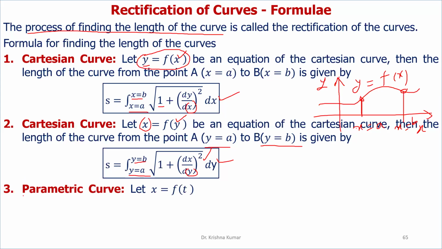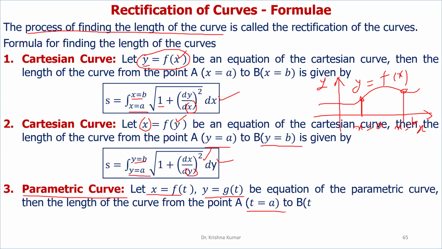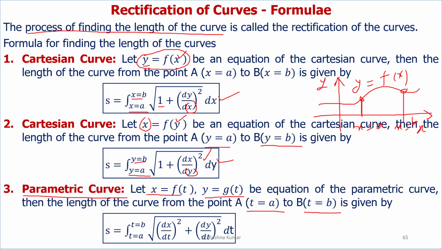Now the second equation is called parametric curve. So how to find the rectification of a parametric curve? Let x is equal to f of t, y is equal to g of t, be the equation of the parametric curve. Then the length of the curve from point t is equal to a to t is equal to b is given by s is equal to integration under the limit t is equal to a to t is equal to b of root over (dx/dt) whole square plus (dy/dt) whole square with respect to t. So here in the parametric form, x and y are represented by only one variable t.